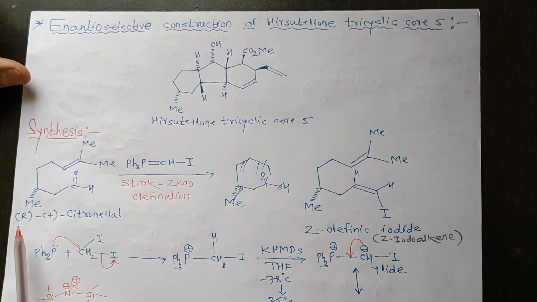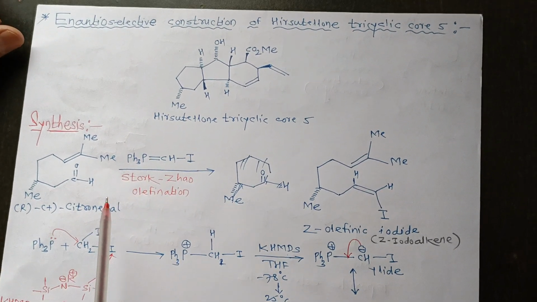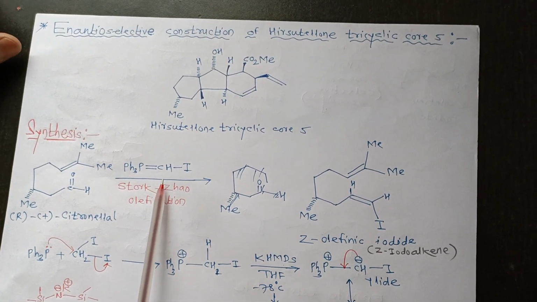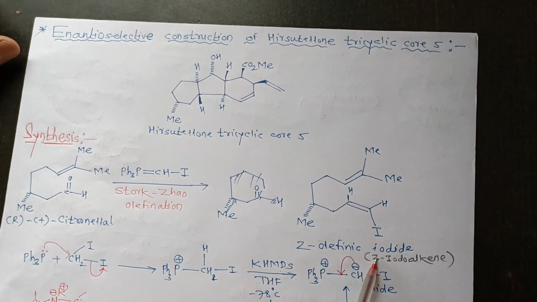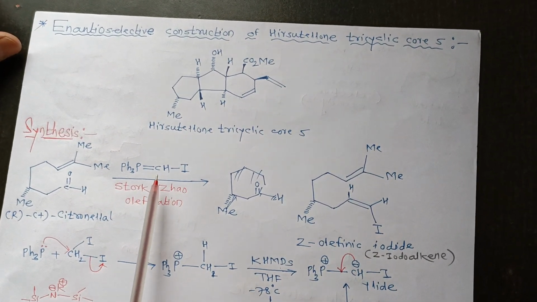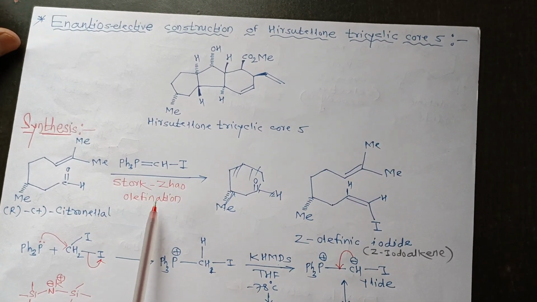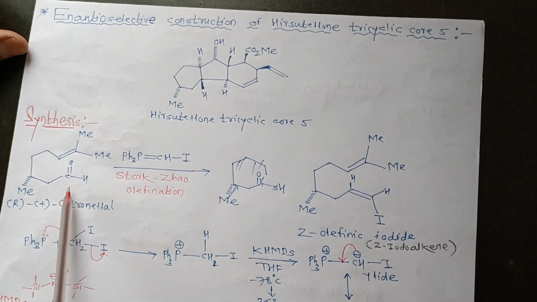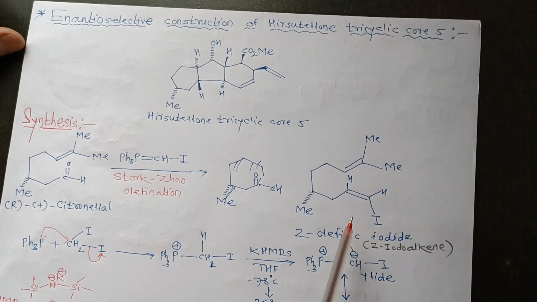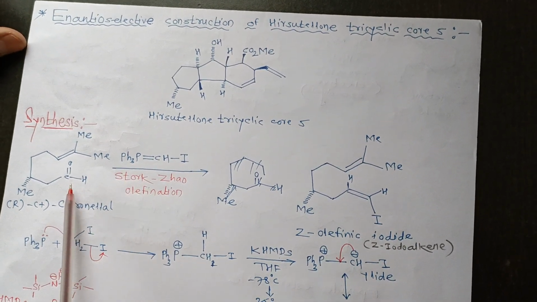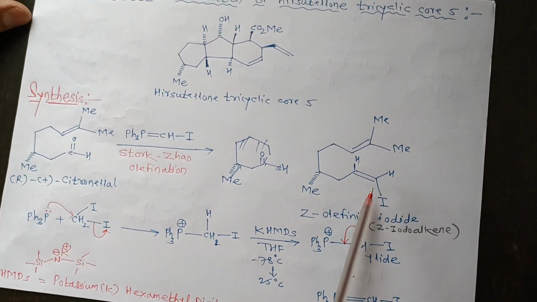Initially, the starting precursor R plus citronellal was allowed to react with such type of iodide containing phosphorane, and there is formation of Z-iodoalkene. Here that phosphorane undergoes Stork-Zhao olefination reaction, and there is conversion of this aldehyde group into the corresponding Z-iodoalkene. So this is a very well known reaction for the conversion of aldehyde into the corresponding Z olefinic iodide. Here we get a cis double bond.